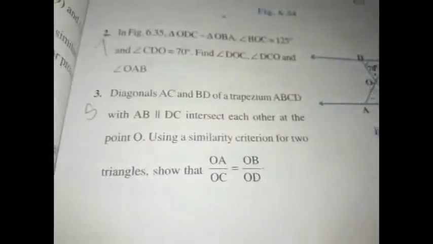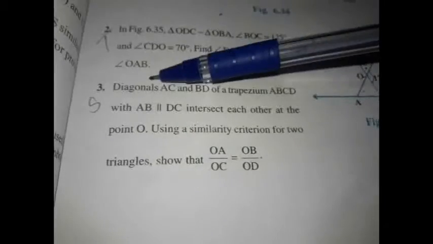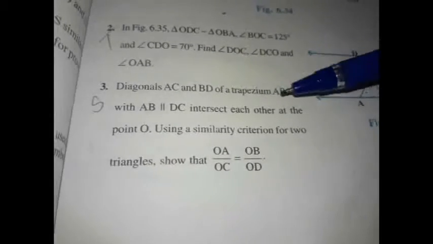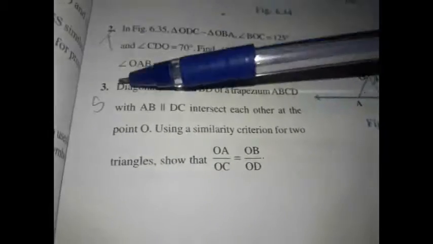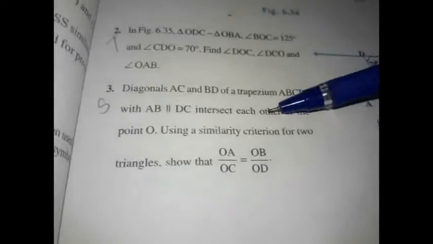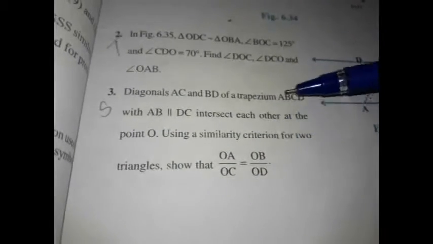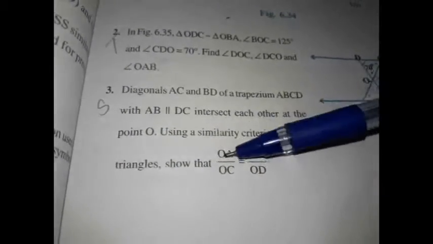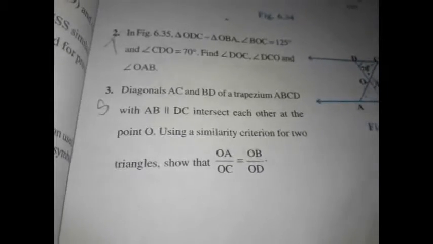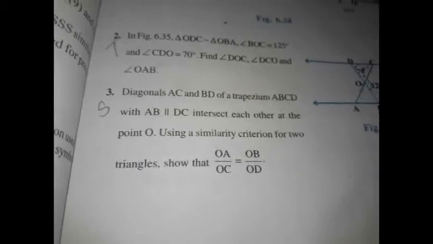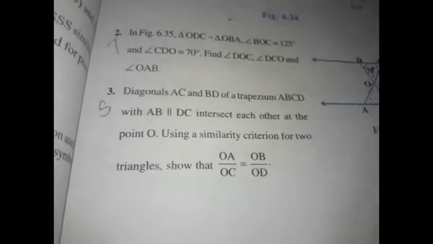Now let us see how we can solve our next question. Diagonals AC and BD of a trapezium ABCD with AB parallel to DC intersect each other at the point O. Using a similarity criterion for two triangles, show that OA by OC equals OB by OD. They didn't give you any diagram, so we need to draw the diagram, right?